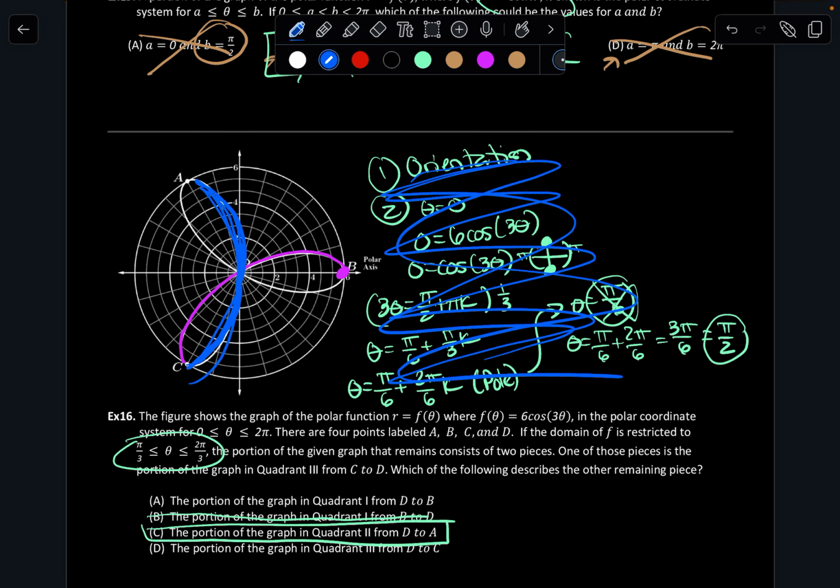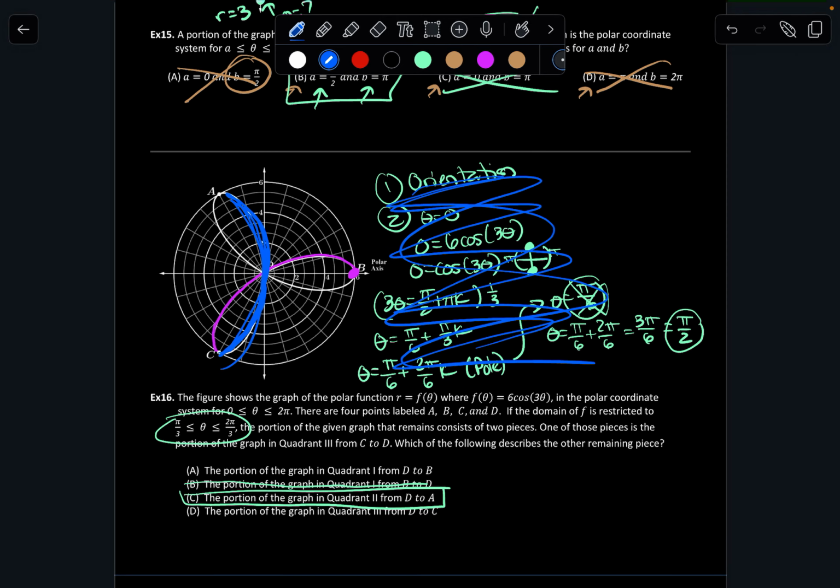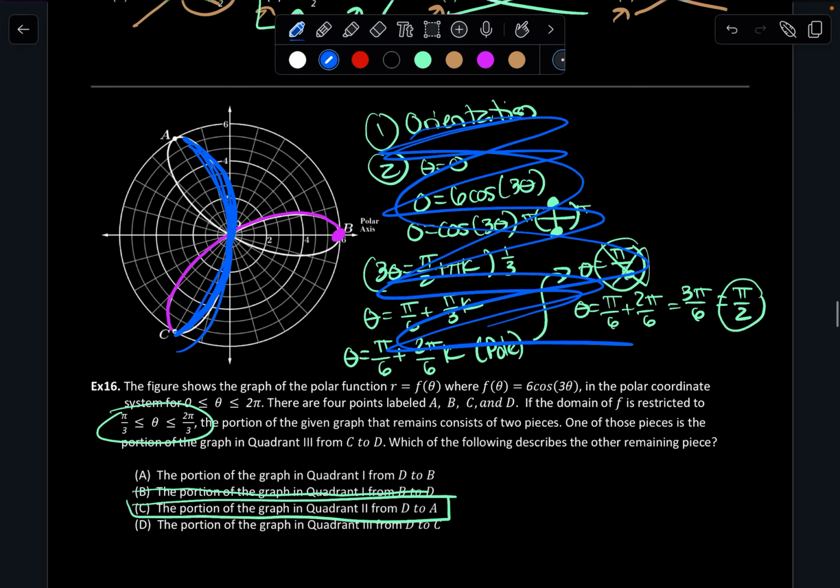So that's why I emphasize, if you understand orientation and how it passes through the pole, depending on what type of polar curve you're looking at, you can save so much time. All right, hope this video helps.